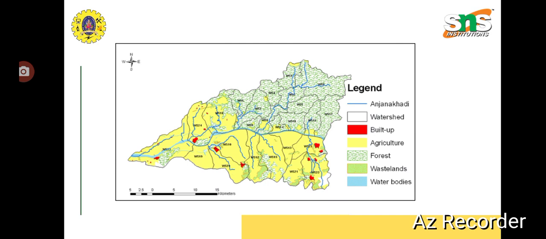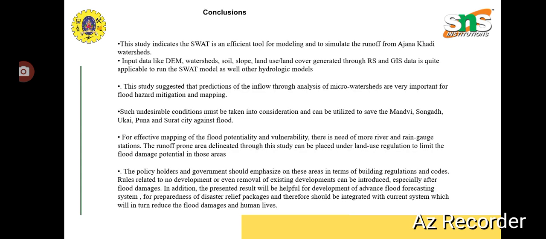and red color indicates the built-up area, yellow represents agriculture, and dark green represents forest, light green represents wasteland, and blue represents water bodies. In this study, SWAT is shown to be an efficient tool for modeling and simulating the runoff from the Anjana Kadi watershed.